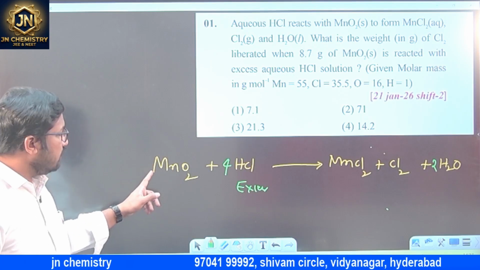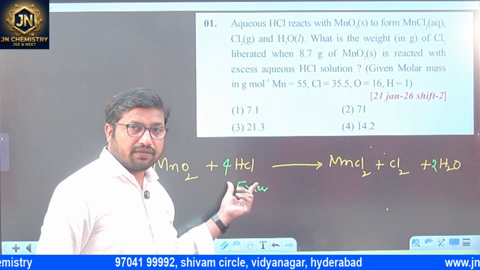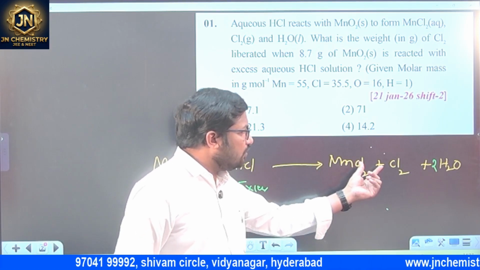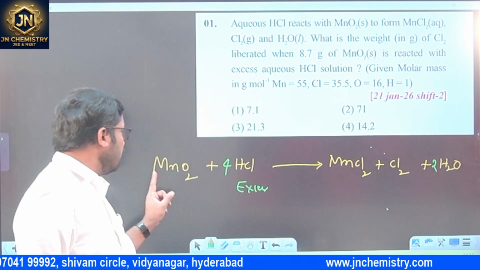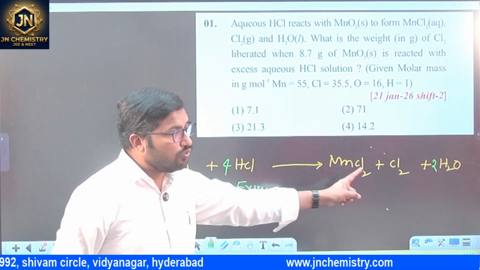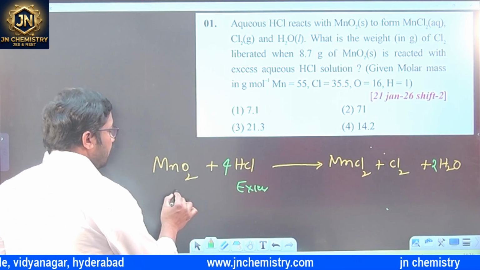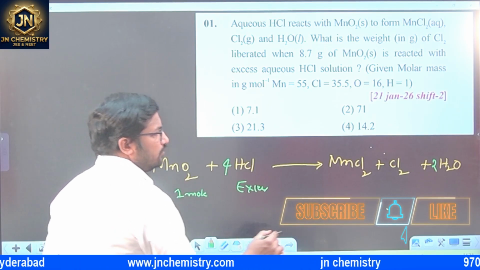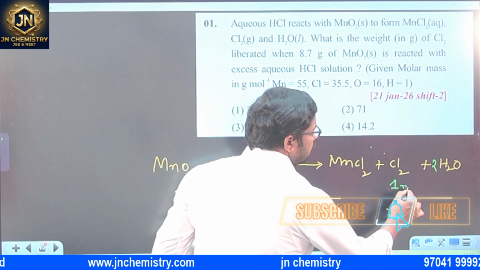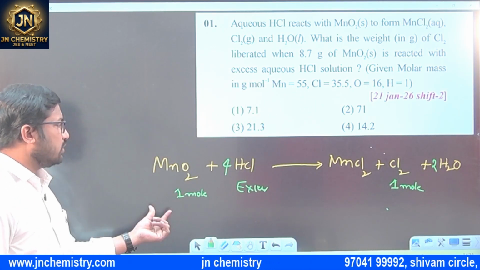According to the mole concept, 1 mole of MnO2 when reacting with excess of HCl will give MnCl2 plus Cl2 plus H2O. Only 1 mole is forming. 1 mole of MnO2 gives 1 mole of Cl2. This is a key point which we need to know. So 1 mole of MnO2 will give 1 mole of Cl2.